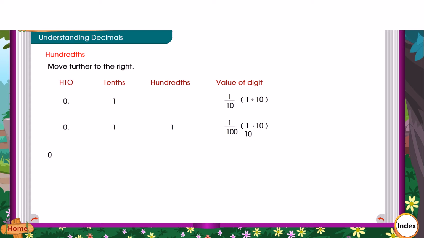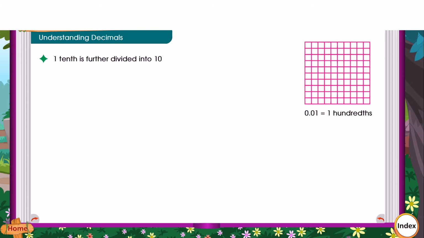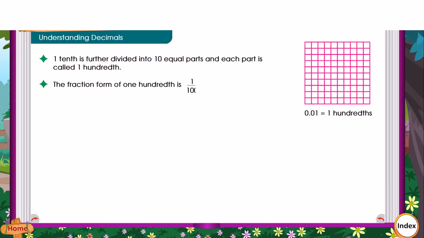Hundredths. Move further to the right. 0.01 is read as 1/100th or zero point zero one. 1/10 is further divided into 10 equal parts and each part is called 1/100th. The fraction form of 1/100th is 1 by 100. The decimal form of 1/100th is 0.01, which is read as zero point zero one.